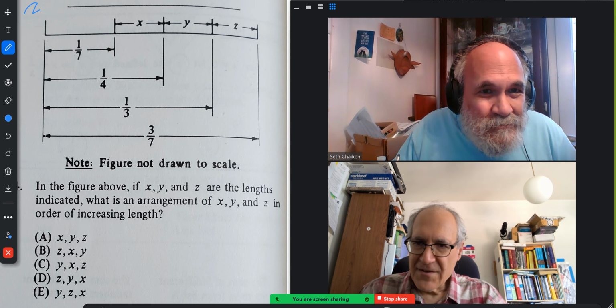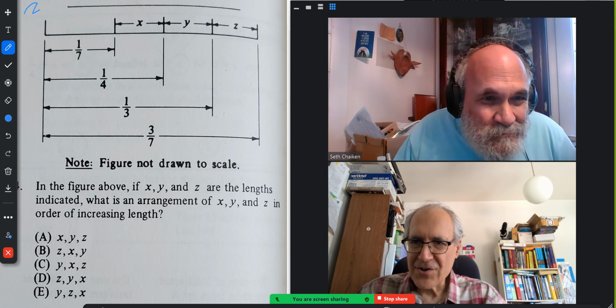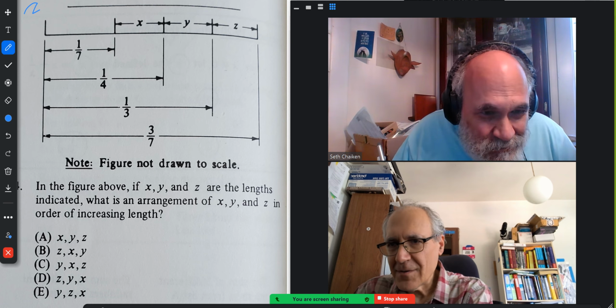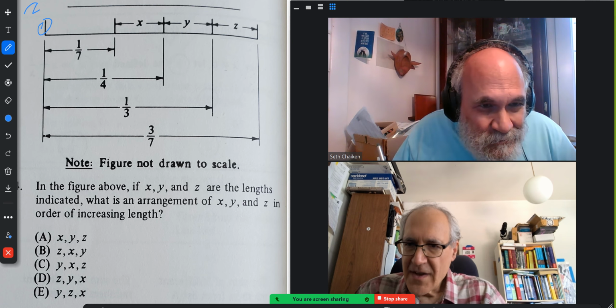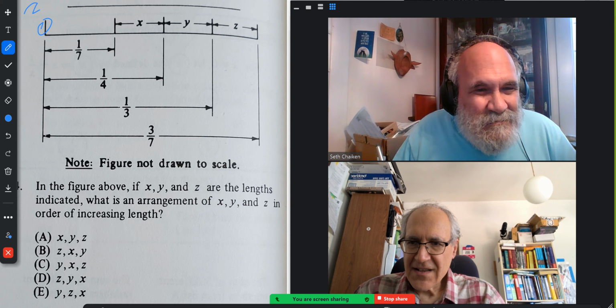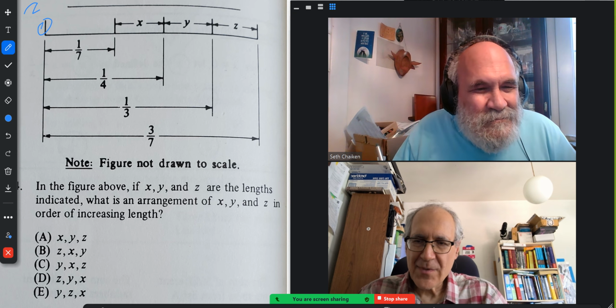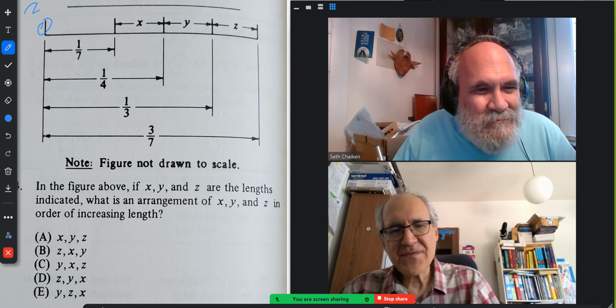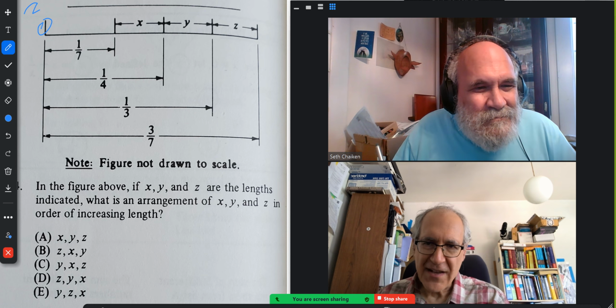Okay, in the figure above, X, Y, and Z are lengths indicated. And we have a nice little number line there. What is the arrangement of X, Y, and Z in order of increasing length? At least it doesn't say cannot be determined. Notice there are 5 questions, 5 answers back then, and they took off if you answered the question wrong.